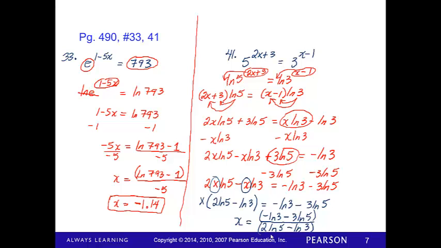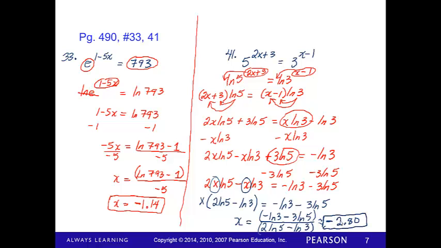And when you type this into your calculator, be very careful. I would type the top separately, then the bottom separately, and then divide them. So let's see what we get. So we have negative natural log of 3 minus 3 natural log of 5. And then for the bottom, we have 2 natural log of 5 minus the natural log of 3. You can go ahead and divide those two answers. And I end up with approximately negative 2.80.